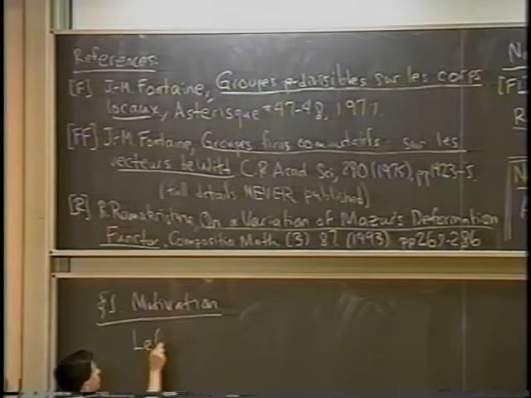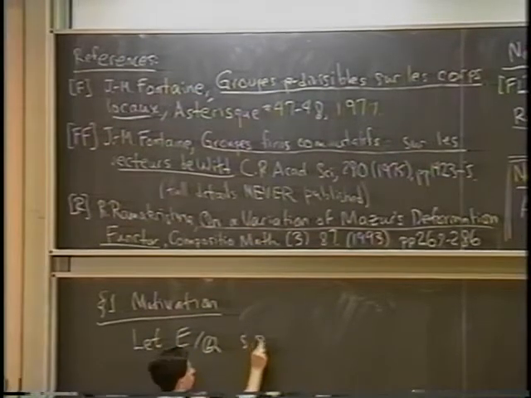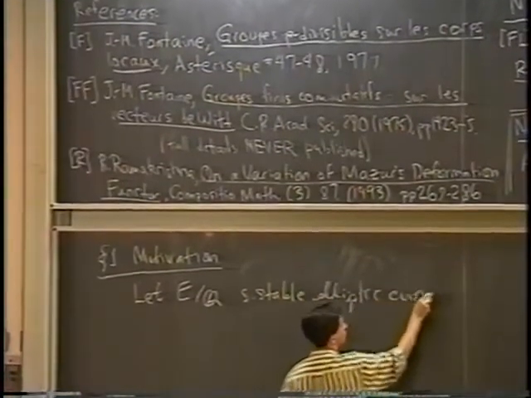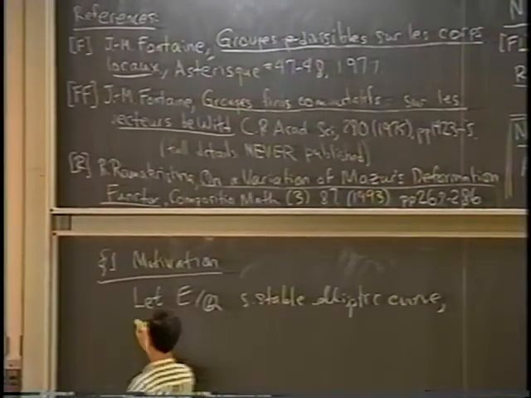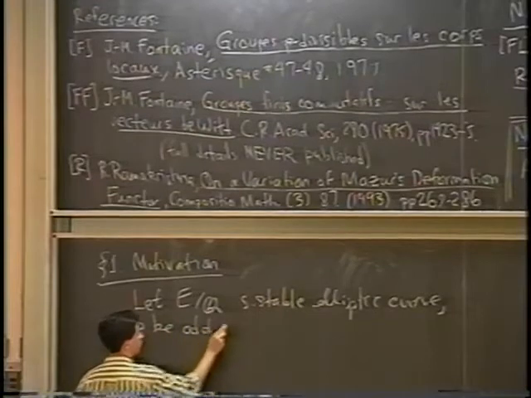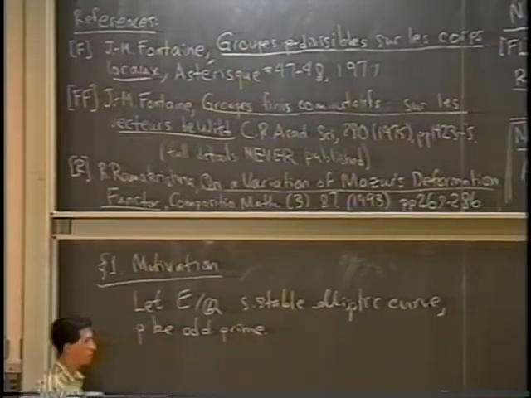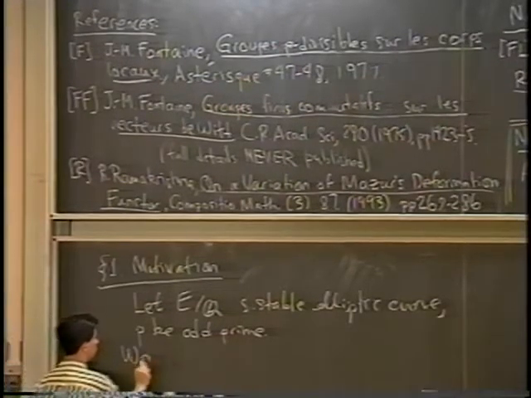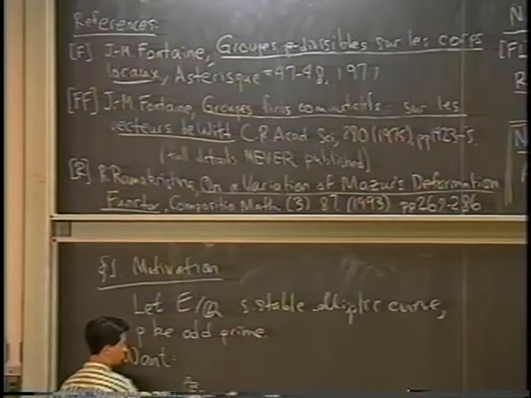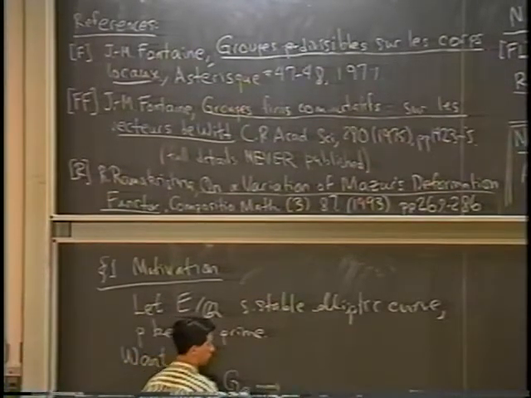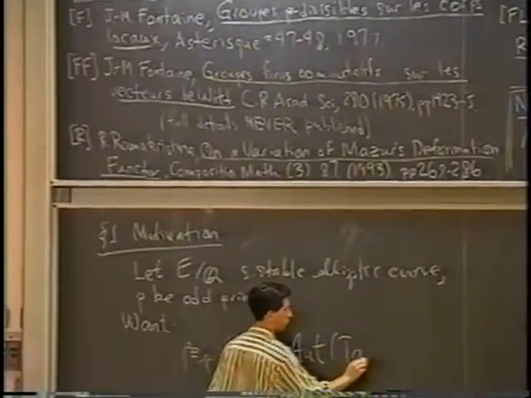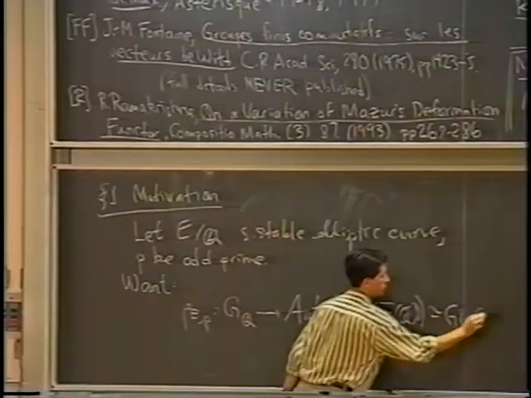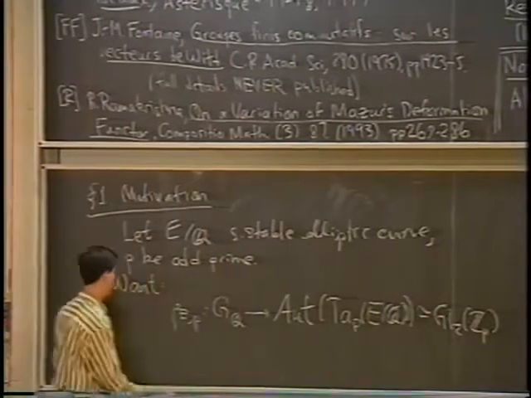Okay, so we'll start off as usual. So we'll have E over Q be a semi-stable elliptic curve, and let p be an odd prime. And we'll see a couple of reasons later for why it's important that p not equal 2. And of course, what we want to show is that if we look at the Tate module representation of G_Q on the Tate module of E, which we could think of as in GL2(Z_p), we want this to be modular.